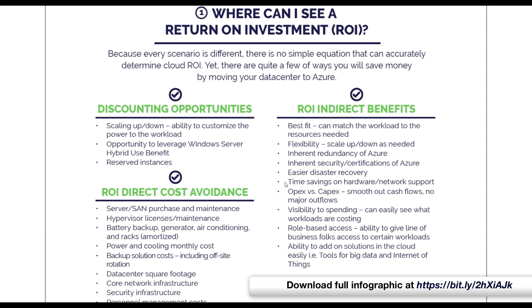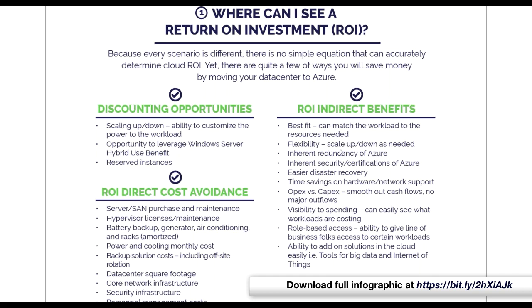But we look for the places where we get direct cost avoidance, where I'm not making that investment otherwise. And a lot of times, we're looking at the indirect benefits as well, where I can save on some of those soft costs. Maybe I have a preference to move towards OpEx instead of CapEx, so that I'm smoothing out my cash flows. So some nice benefits go along with that.